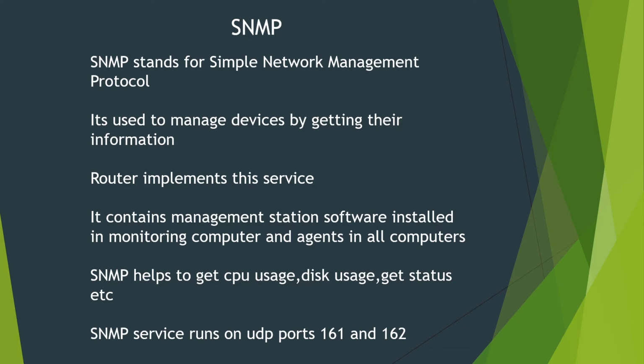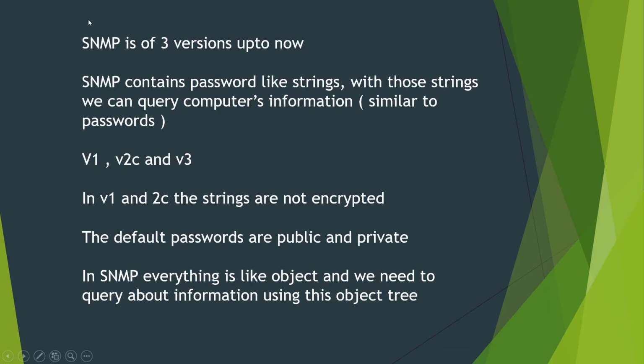However, this SNMP protocol is the basis for the softwares, and SNMP has 3 versions up to now: version 1, 2C and 3. SNMP also contains password-like strings, and with those strings you can query computers' information. These SNMP strings, you can also call them passwords, are public and private by default.